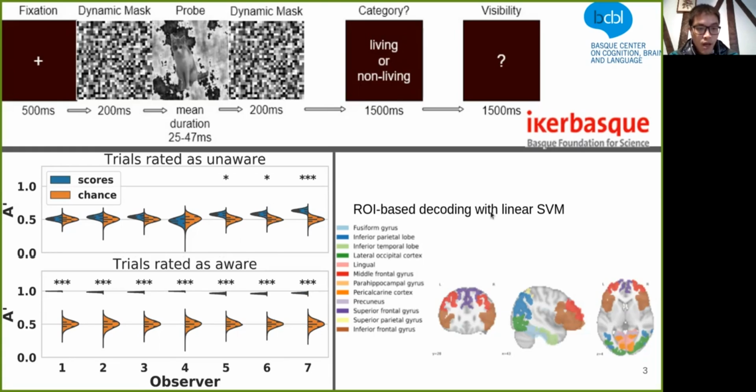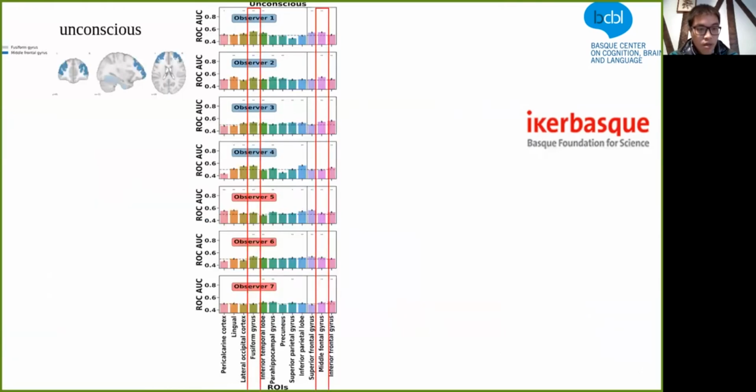We then conducted an ROI-based multivariate pattern analysis on the fMRI data. Interestingly, we were able to decode significantly above chance the categories of images from 6 out of 7 subjects in the fusiform and the middle frontal gyri, particularly in those 4 subjects who showed no sensitivity.